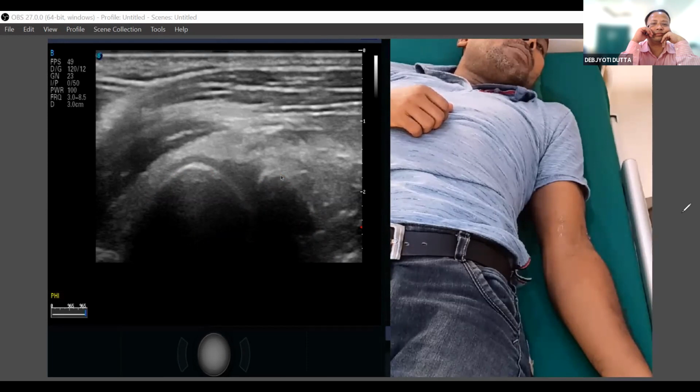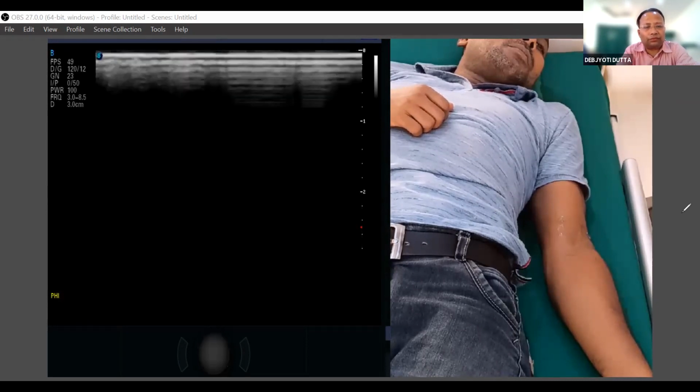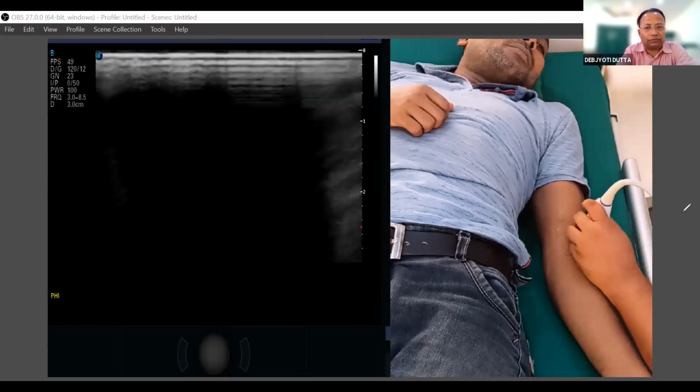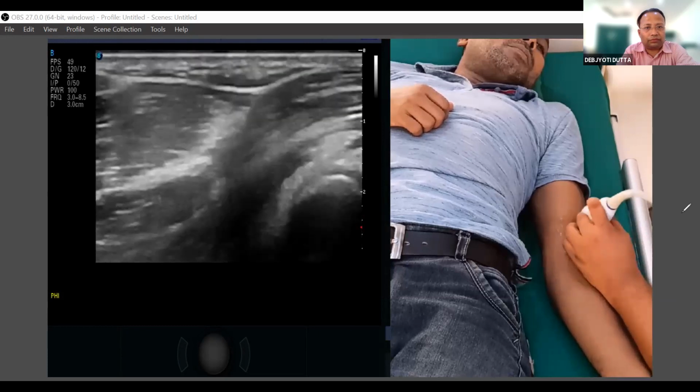And this is the head of the radius. And as I have told, this is the annular ligament just below it. So this is the classic picture of the radiocapitellar joint. Sorry. Okay. No, this is not radialis. Radialis is much lateral. This is brachialis here. Brachioradialis, I will show them brachioradialis as well.